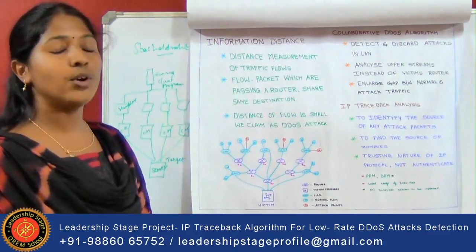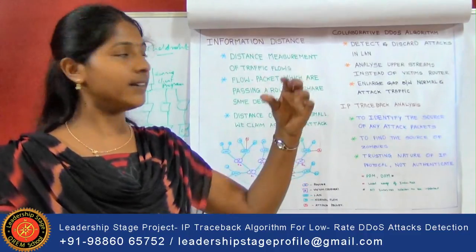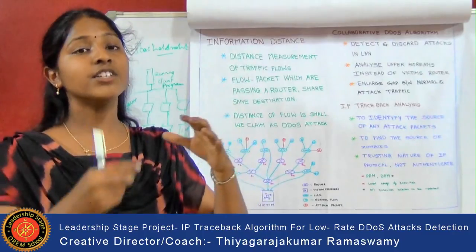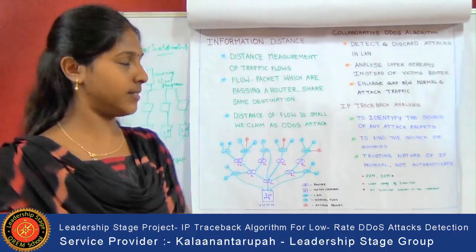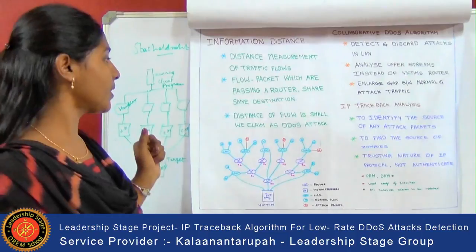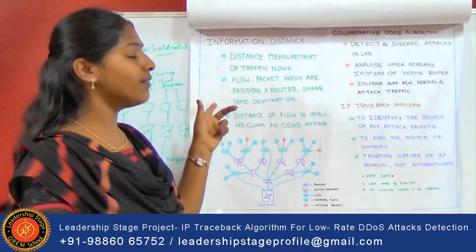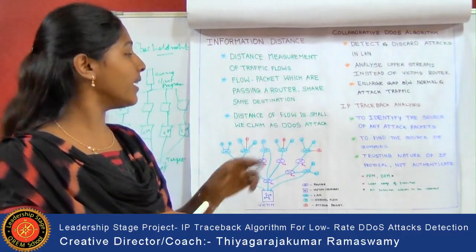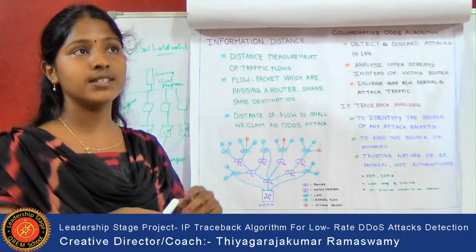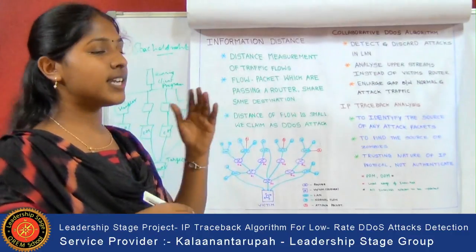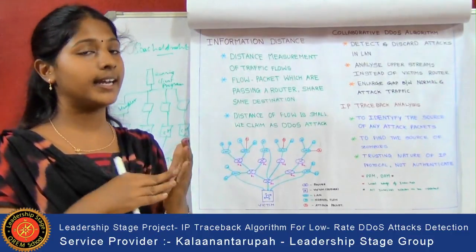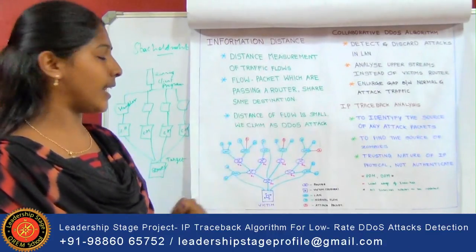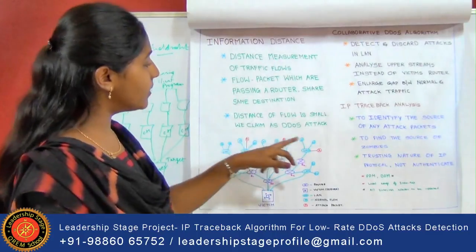Here, a flow is nothing but the packets which pass through a router, passing through many routers, which also share the same destination address. We call it a flow. In that flow, if the distance is very small, then we call it a DDoS attack. If the distance is large, we will set some threshold. If it is greater than that threshold, that is normal, and if it is lesser than that, it is a DDoS attack. So this is a network.